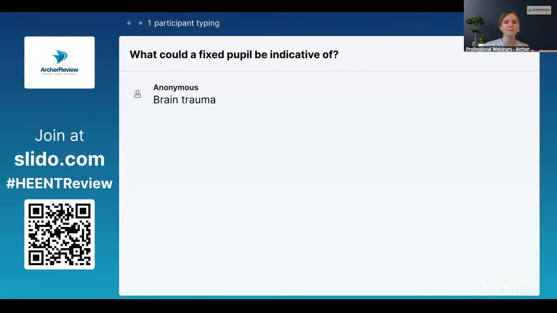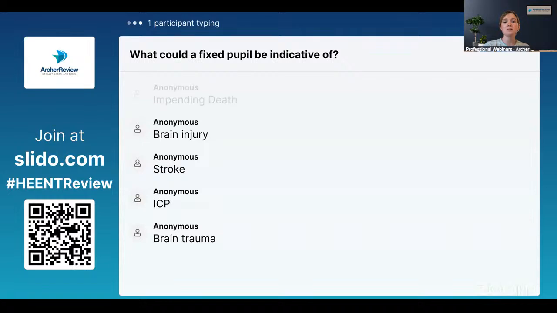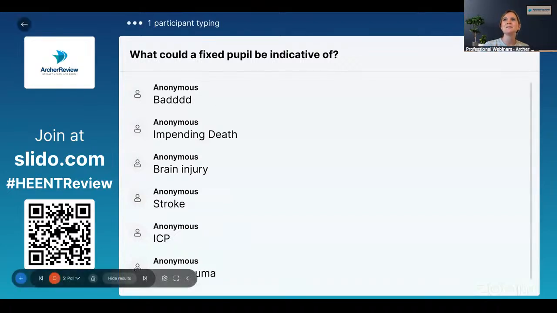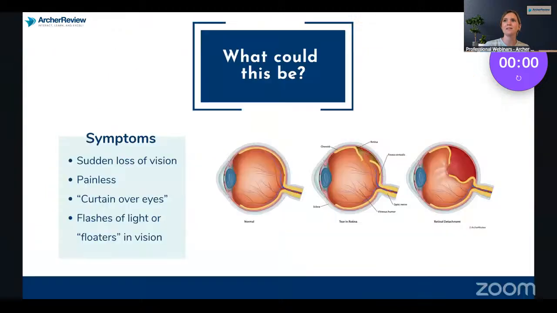Brain trauma, absolutely. Brain injury, increased cranial pressure for sure. Stroke. A couple more people type in. The main thing is definitely serious, impending death, absolutely. Serious conditions that require immediate medical attention. So this is one of the ones where a fixed pupil is obviously something very, very bad. All right, you hit it right on the head.